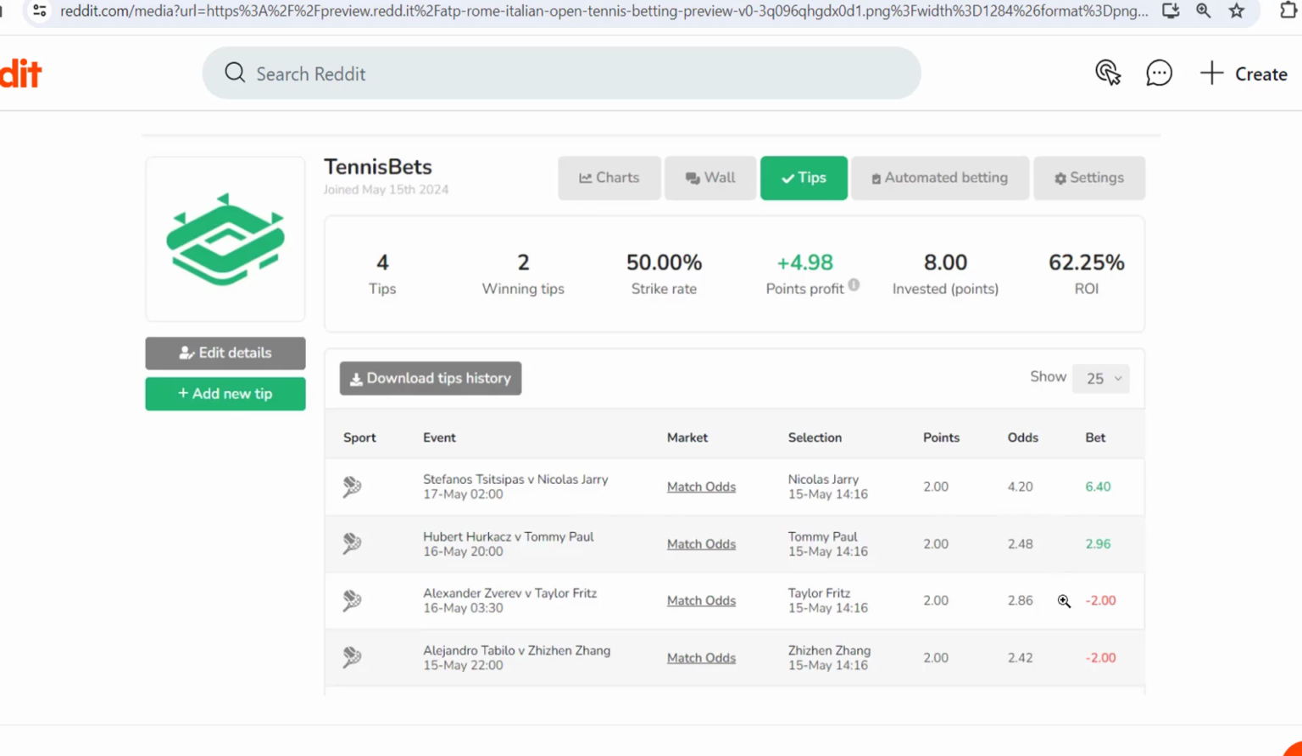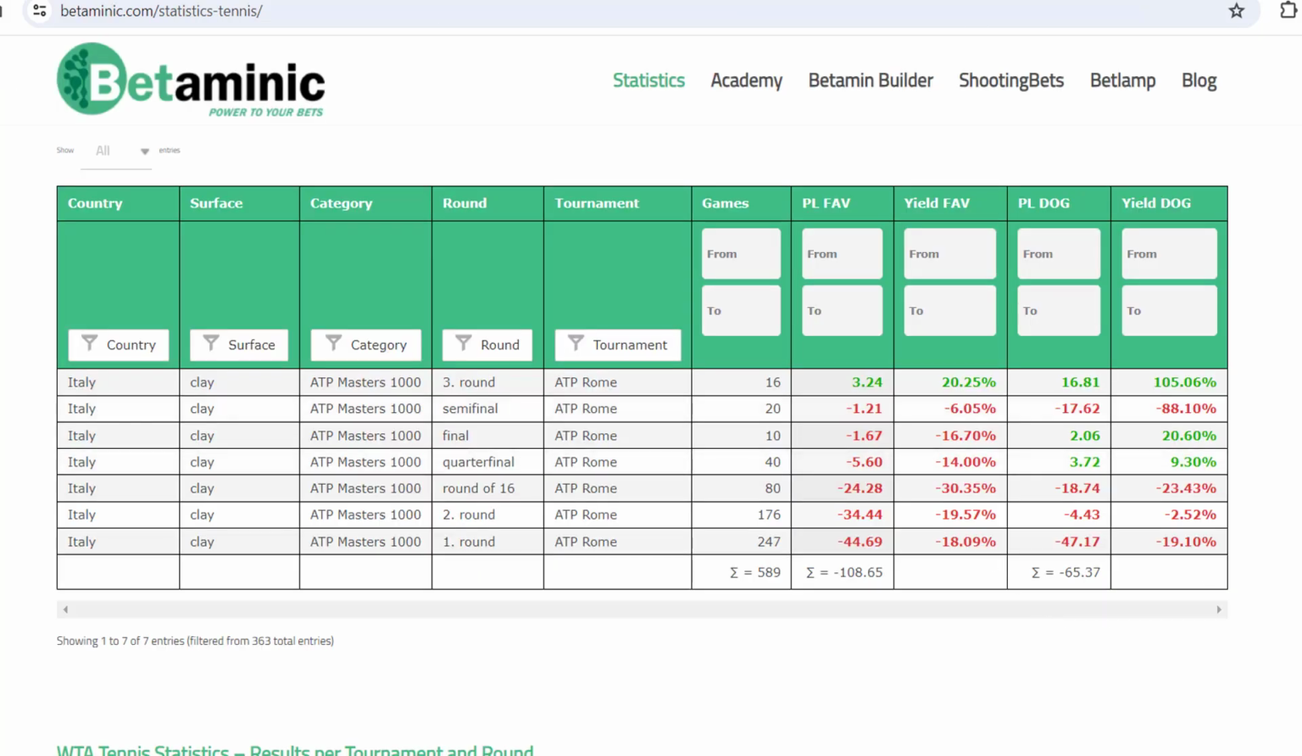So betting on those 4 quarterfinal matches led to here plus 4.98 points profit, but that's with 2-point stake, so it's really about 2.5 points profit and a 62% ROI. Not bad. And that's an example of how you can use these tennis statistics to come up with your own tennis strategy. So I don't know if this really works long term, but that's one way to do it.